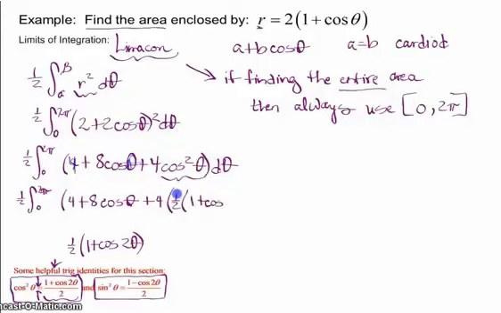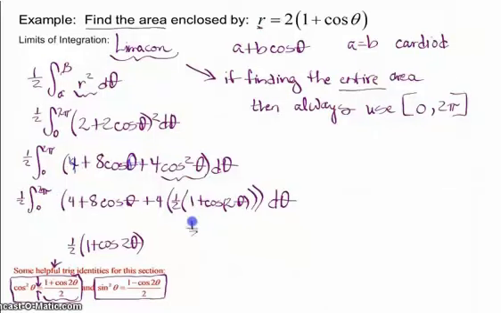1 plus cosine of 2 theta. Now this isn't cosine squared of theta. This is cosine of 2 theta. That's a double angle measure. All right, d theta. So we're in good shape here. We'll clean it up a little bit before we actually start integrating.